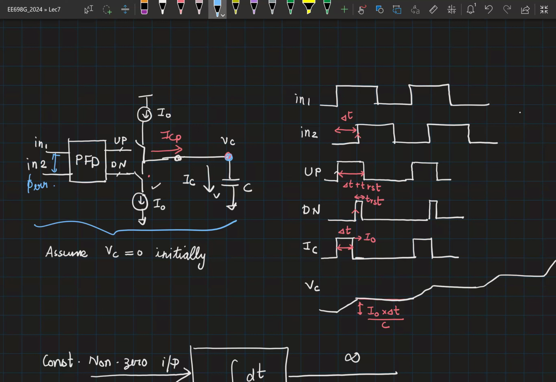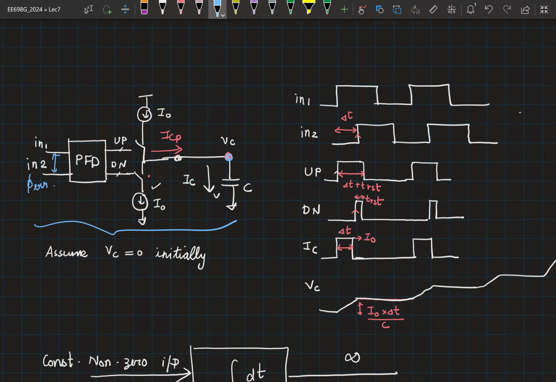How is it making VC finite? Okay, so your question is, if phase error is zero, how do these waveforms look like? Is that the question? Oh, okay. So then IC will be zero. Correct. If phase error is zero, this delta T is zero, right? So both up and down will be on during the same time for T reset, which means IC is not positive or negative. It is simply zero. Then VC will be steady state.